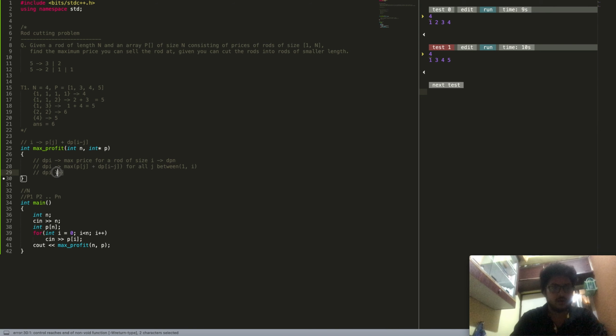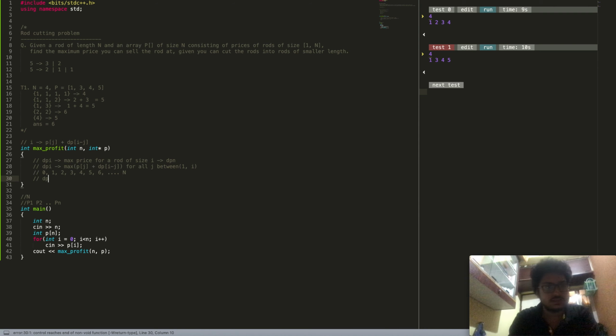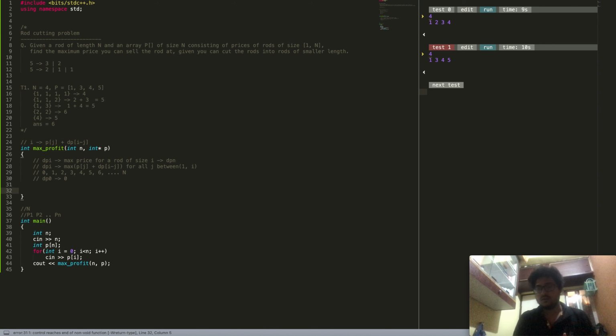So the order in which we should solve the states is 0, 1, 2, 3, 4, 5, 6 and up to n. So we will solve the states in the order of dp of 0, dp of 1, dp of 2, dp of 3, dp of 4 and up to dp of n. And dp of 0 in this case will be our base case. Its value will be equal to 0 because the price for a rod of length 0 will be 0. Now that we have solved the three subproblems, let's integrate them into code.